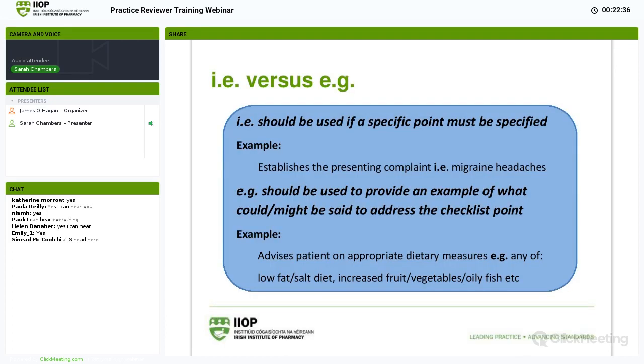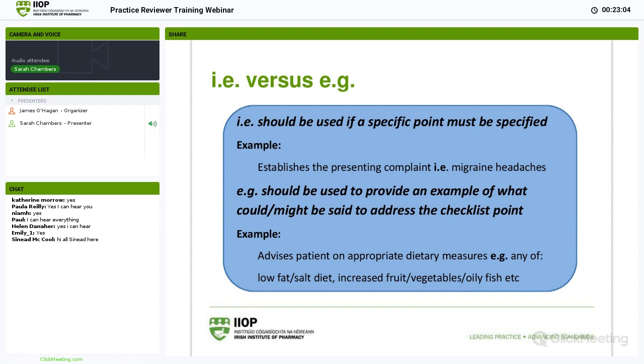Another thing to highlight, and I'm sure you are all aware of it from previously, is the difference between i.e. versus e.g. I.e. means that the participant should use a specific point in a specific way. So maybe establishes the presenting complaint, i.e. migraine headaches. There would be an expectation that the pharmacist would use that term, migraine headaches.